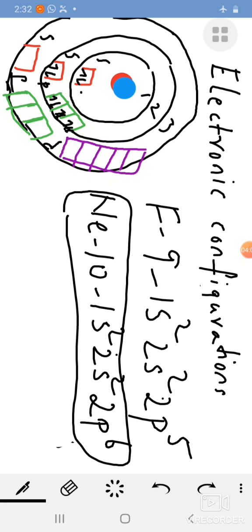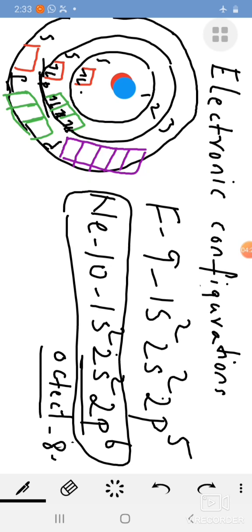Because look at this second shell, 2s2 2p6. It acquires 8 electrons, so it is an octet. It exhibits the octet rule. So these types of elements do not participate in any chemical reactions, because they are completely filled with 8 electrons in the outer energy level. Outer energy level means the electrons present in the outer shell, that is 8 electrons in neon.